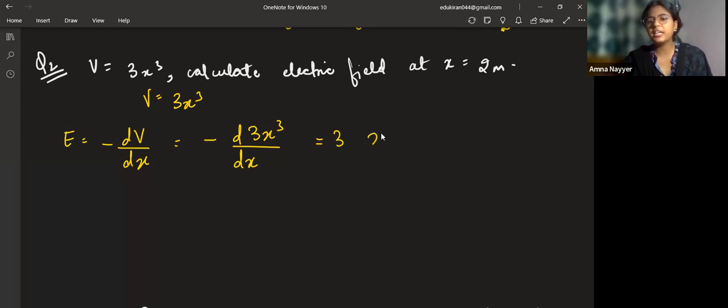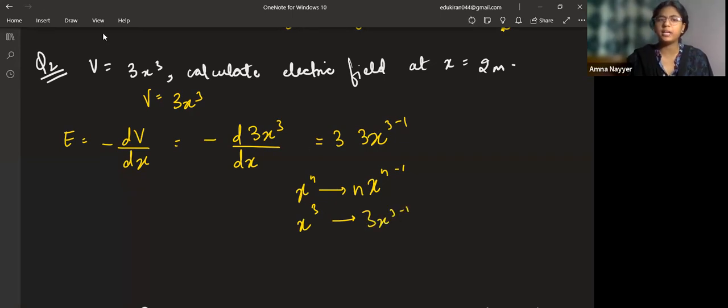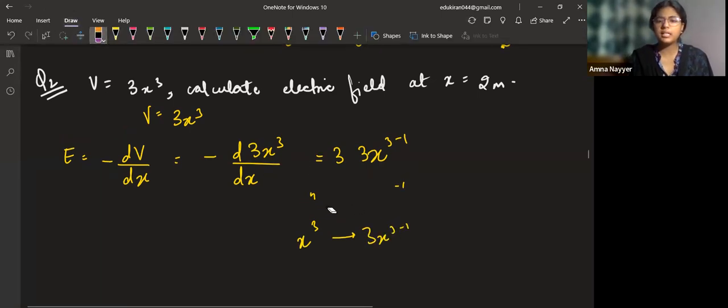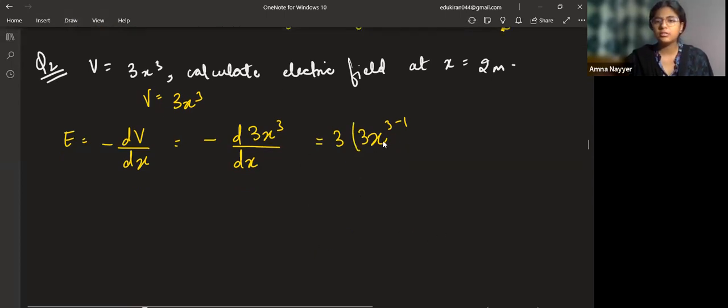Now how to differentiate x cube? This gets multiplied here and minus 1. That's how we write, no? If x to the power n is there, it becomes nx to the power n minus 1. So here also x to the power 3 is there. That becomes 3x to the power 3 minus 1. Right? And a constant term, already this constant 3 is there. So we have this term. So what does it become? A minus sign is also there.